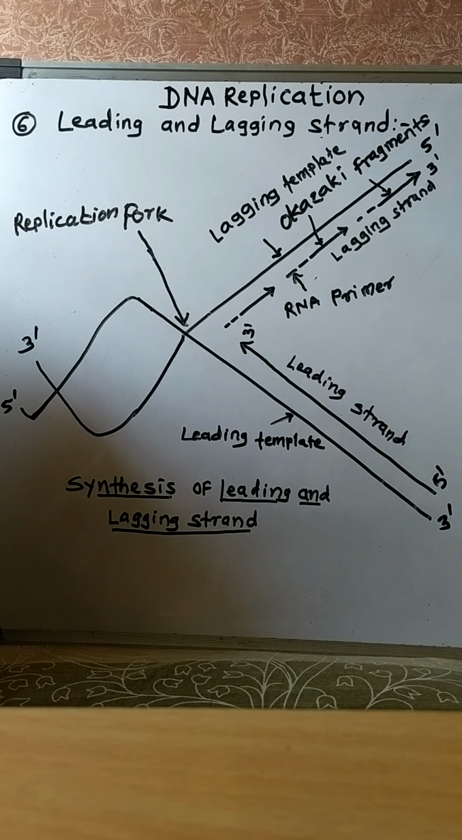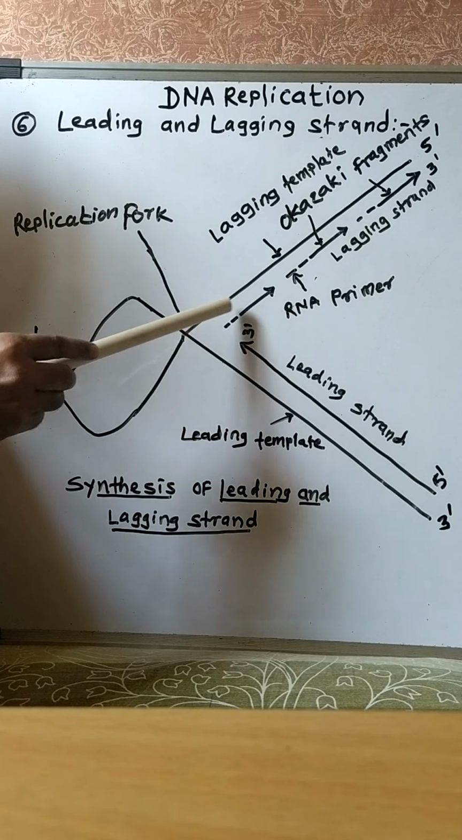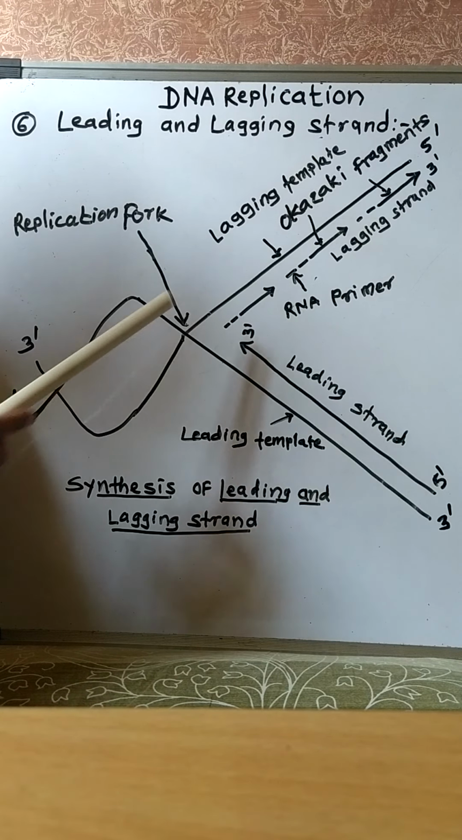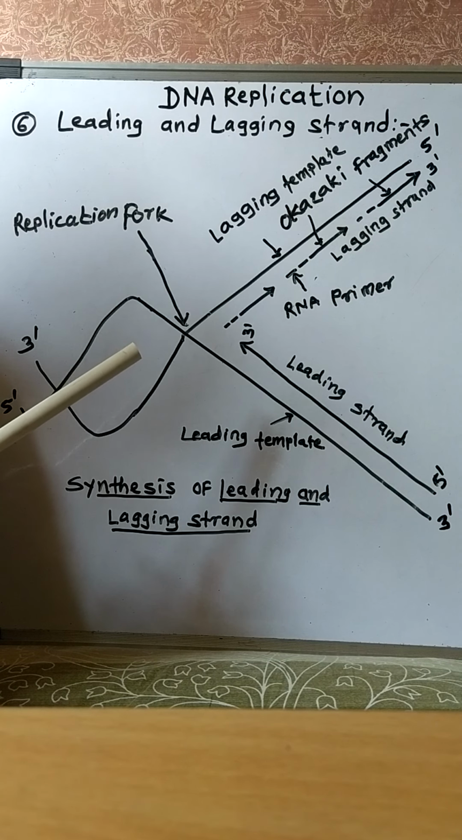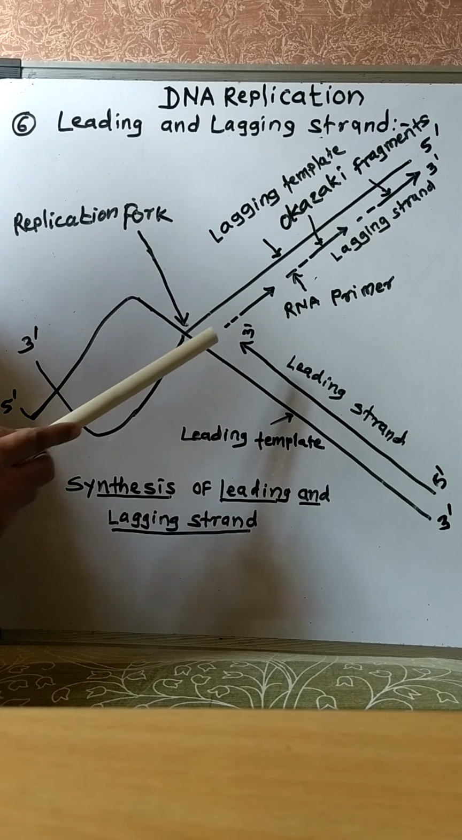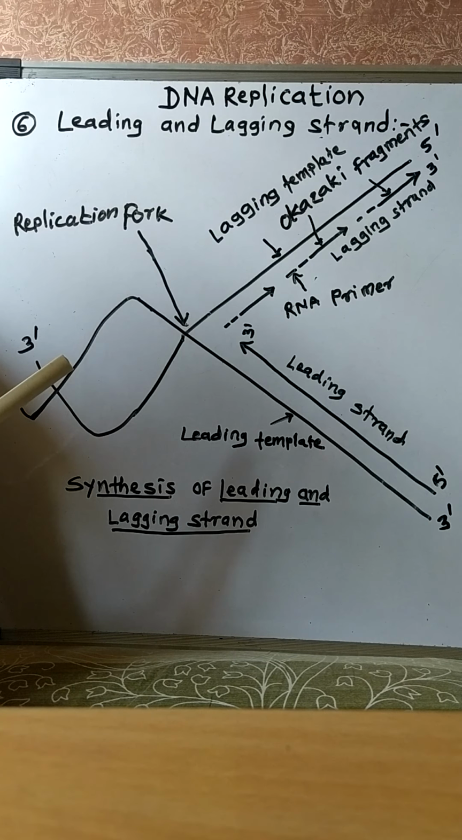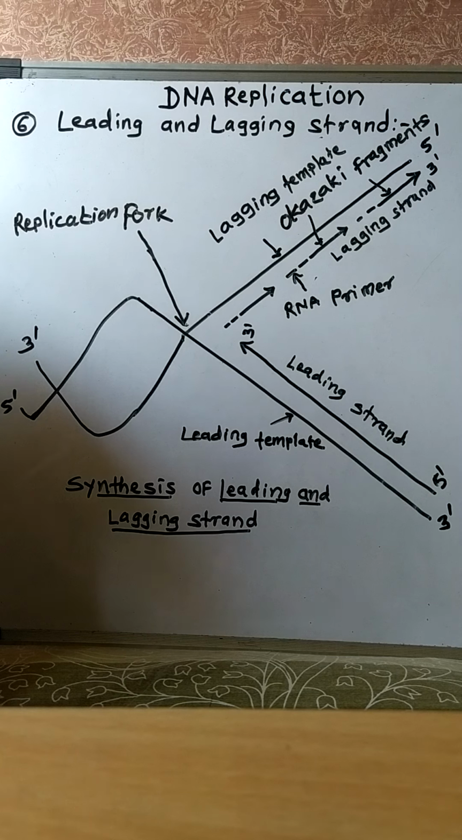DNA polymerase I enzyme. They may ask an MCQ: the RNA primer is replaced by DNA sequence in prokaryotes by using dash enzyme. Which enzyme is used in prokaryotes? DNA polymerase I. And in case of eukaryotes, which enzyme is used? DNA polymerase alpha enzyme.